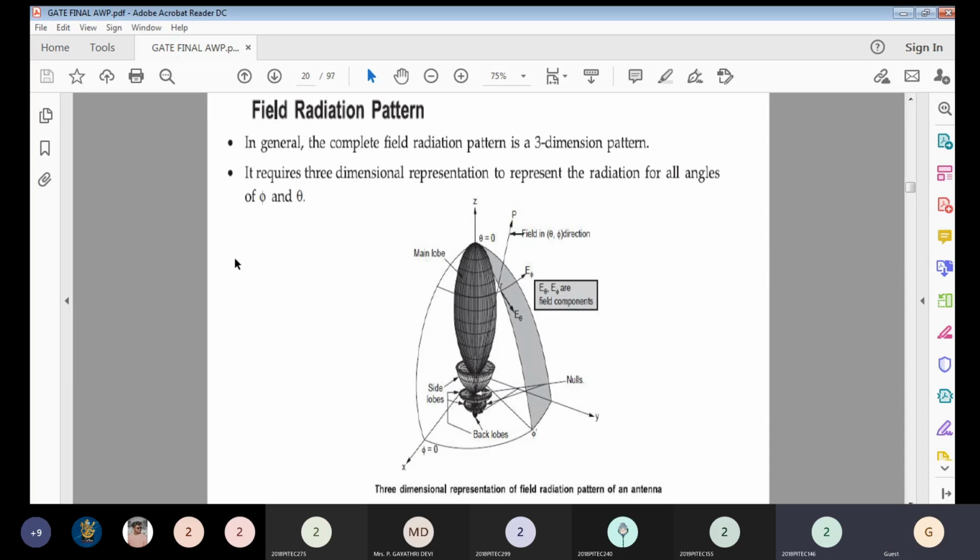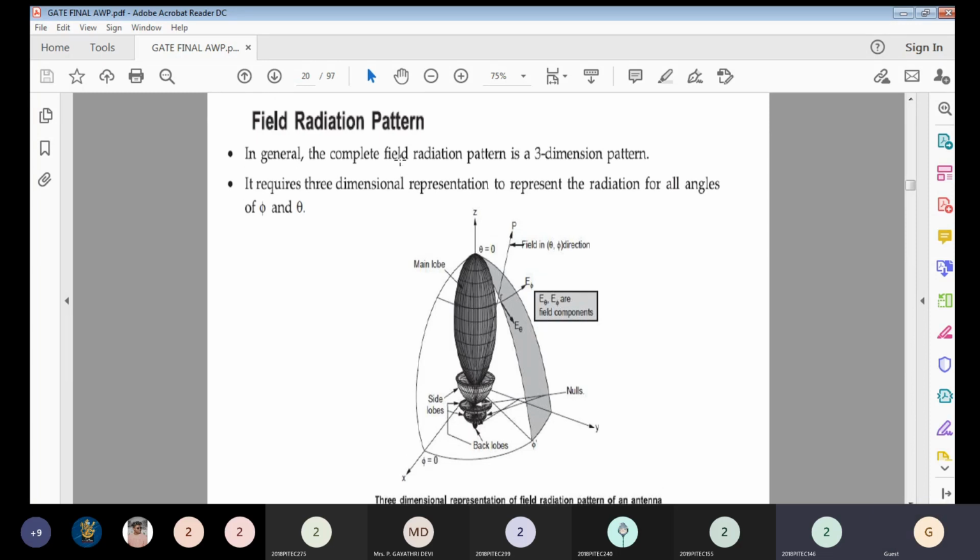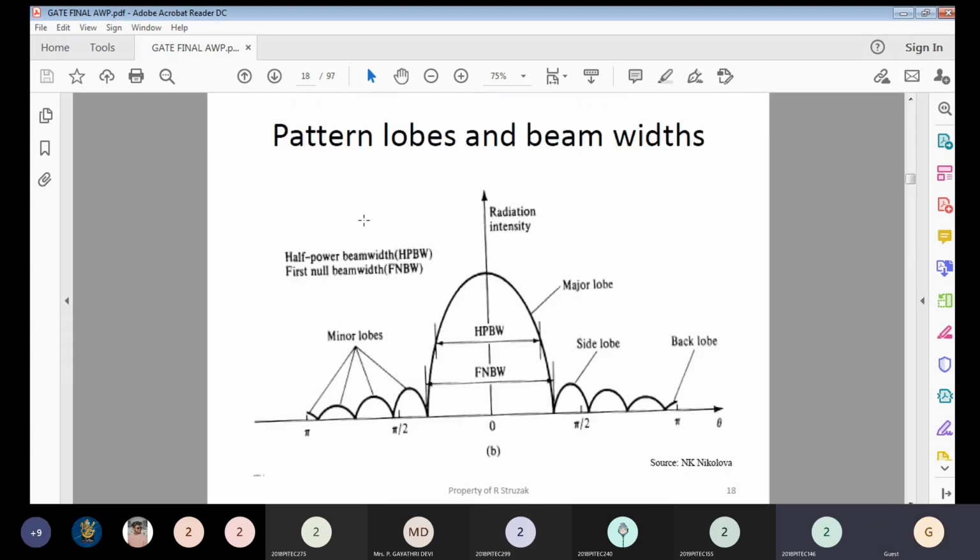We have two types of lobes. One is the major lobe. Another one is the minor lobe. The minor lobe is classified into two types: side lobe and back lobe. Coming to the main lobe or major lobe, you can refer to this diagram. You can see in this diagram, this one is called the main lobe, which occupies the major area in the radiation intensity.